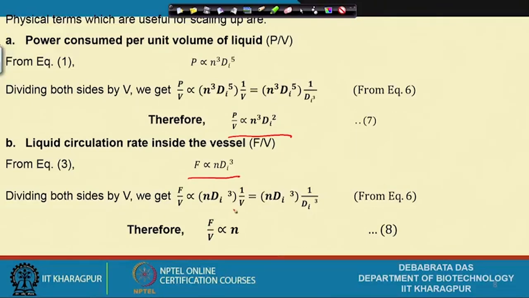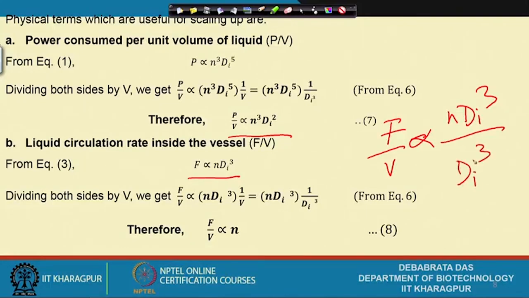Now, what is F by V? F by V is proportional to N di cubed. Am I right? And volume is proportional to di cubed. So this will cancel, and this will be equal to N. So this is proportional to N. This is what is given here.